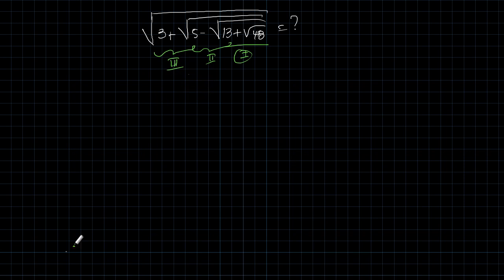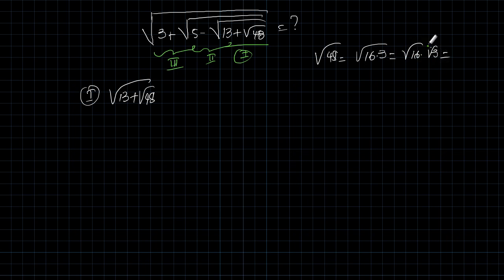Okay, so let's start solving our first part. Our first part is the square root of 13 plus square root of 48. So guys, the square root of 48 is the square root of 16 times 3. This is the square root of 16 times the square root of 3. The square root of 16 is 4, right? So we can rewrite this as 13 plus 4 square root of 3.